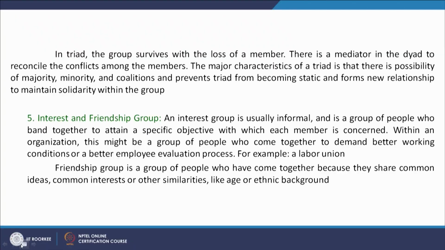Next is the interest and friendship group. These are types of informal groups where people come together to show their concern and at the same time to achieve a common objective. Within an organization, this might be a group of people who come together to demand better working conditions or a better employee evaluation process, for example, a labor union. In this kind of interest group, like a trade union, people come forward together and represent the whole organization on how a particular rule should be established, introduced or modified for the betterment of working conditions.